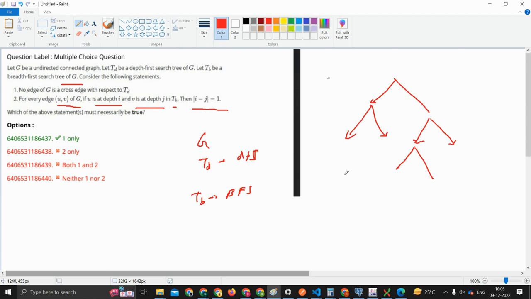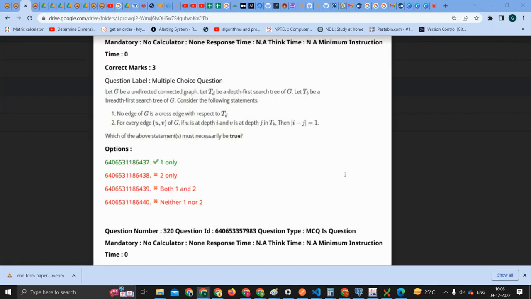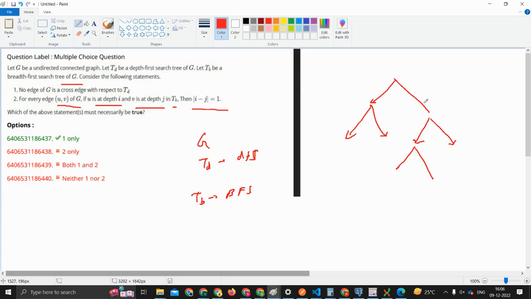For example, if you can mark the left subtree edge as A and the second one as B, name the edges. So B and C, we cannot connect them both. If B has a node named X and C has Y, then X and Y cannot be connected. I believe that is a cross edge.